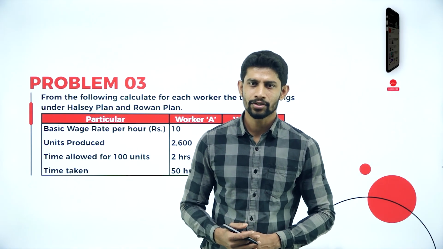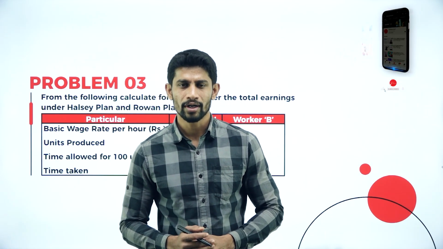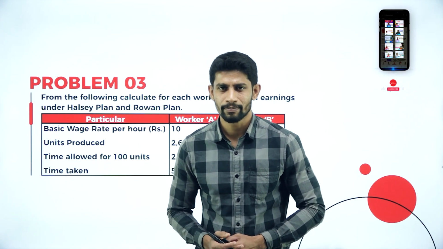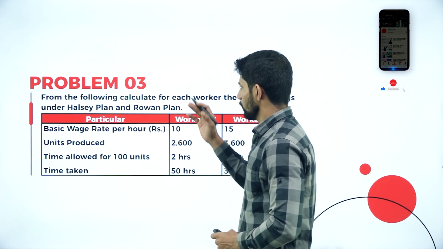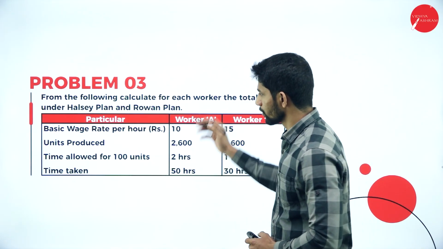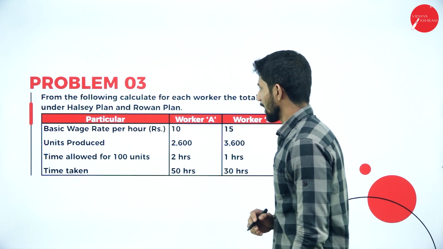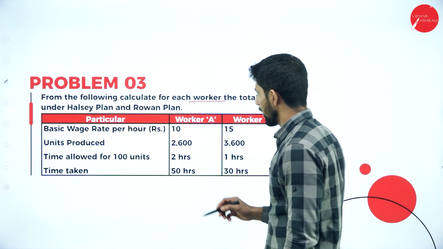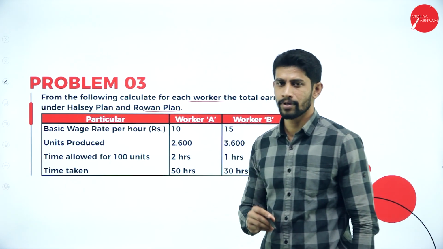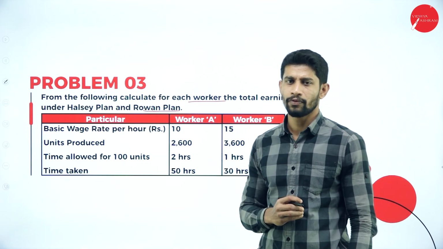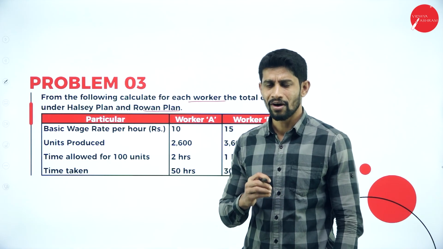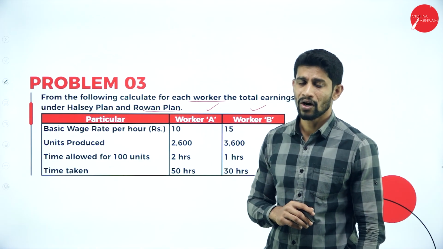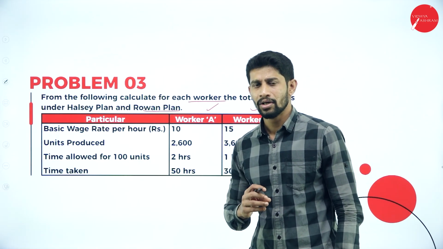So in the last session, dear students, we were solving problems on Halsey and Rowan plan. In this session also, we'll be continuing solving the problems on Halsey plan and Rowan plan. In the last session, we solved 2 problems. Now this is the third problem. From the following, calculate for each worker the total earnings under Halsey plan and Rowan plan. By using this information, we are supposed to find out the total earnings of 2 workers, worker A and worker B, under Halsey plan and also under Rowan plan.